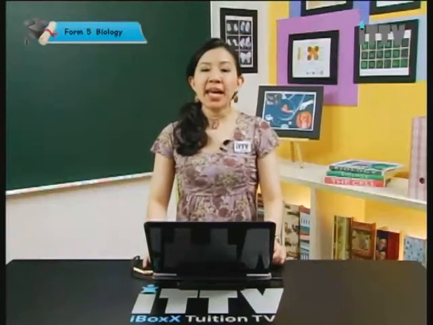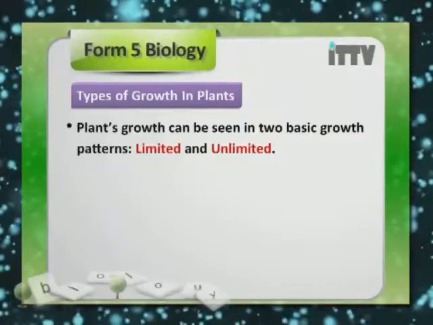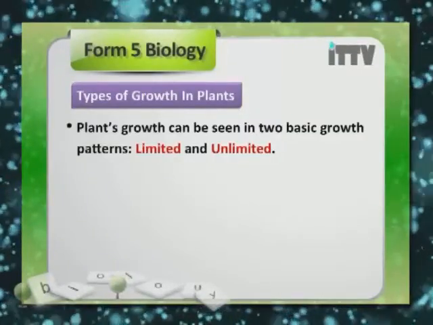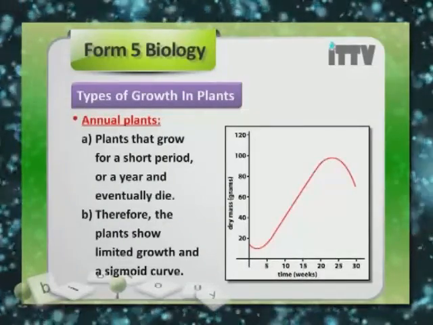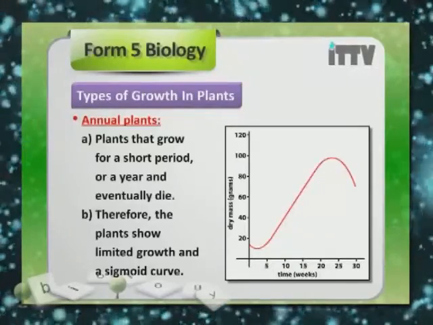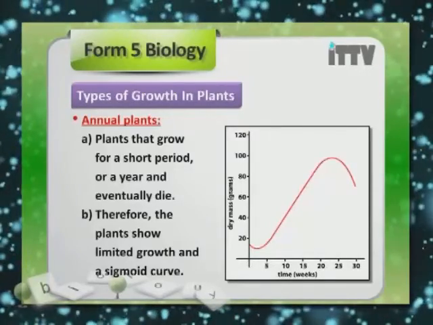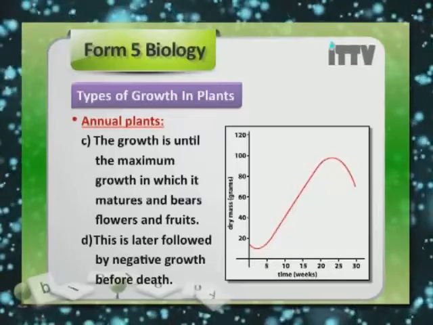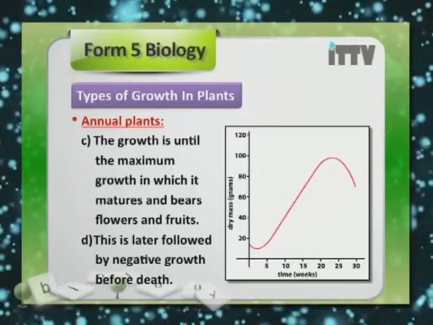So firstly, there are different types of growth in plants because plants' growth can be seen in two basic growth patterns, limited and unlimited. For annual plants, these are the plants that grow for a short period or a year and eventually die. Therefore, the plants show limited growth and a sigmoid curve. The growth is until the maximum growth in which it matures and bears flowers and fruits. This later is followed by negative growth before death.